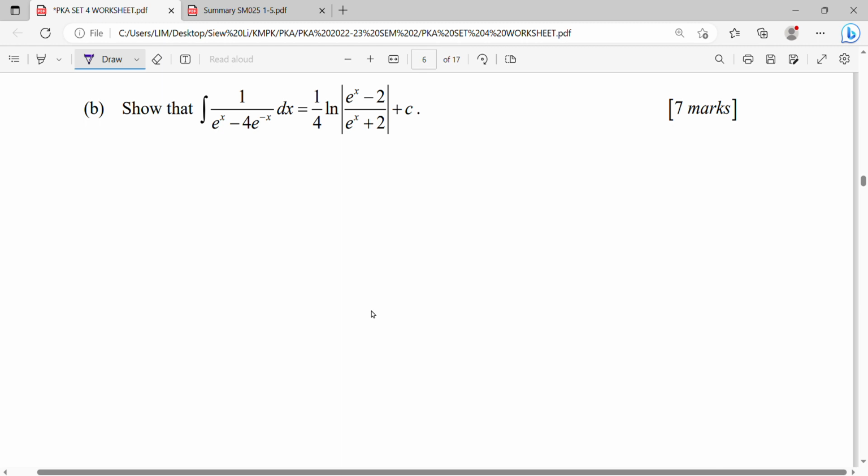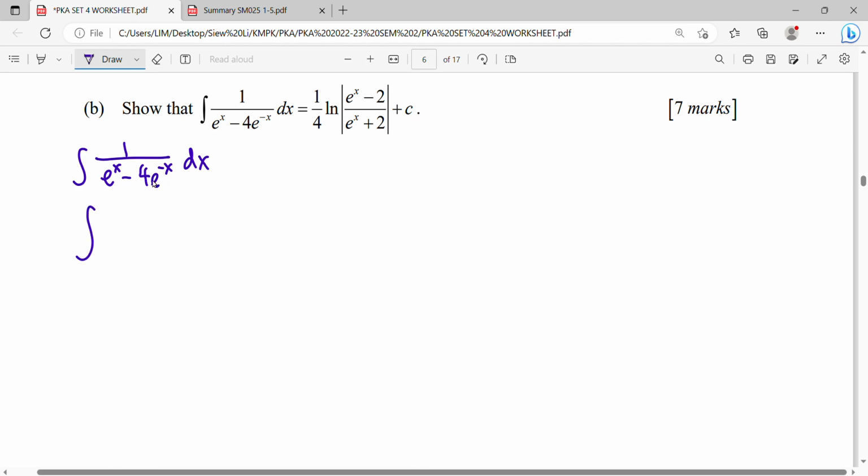So for this question, we're going to show this integration to get this answer. We take out the question: we integrate 1 over e^x minus 4e^(-x) dx. It seems like a fraction, but for this fraction, if you have f(x), on top there should be a pattern f'(x), right? It seems like you don't have it, but we haven't simplified this. We haven't simplified the negative power.